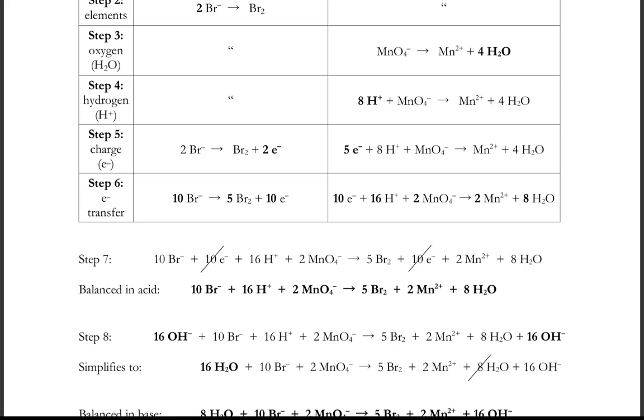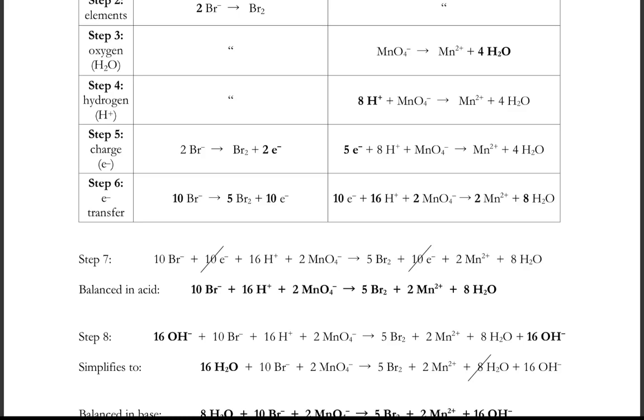Now we can double check that our overall balanced redox reaction, at least in acid, is correct by making sure we have the same number of each element on the left side as on the right side, and that the overall charge on the left side equals the overall charge on the right side. So let's run through and do that.